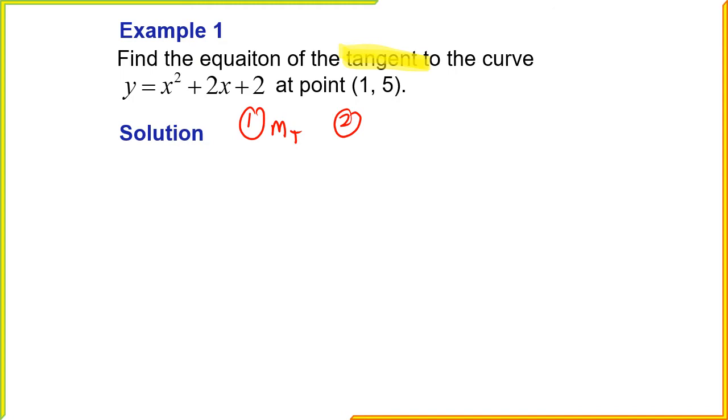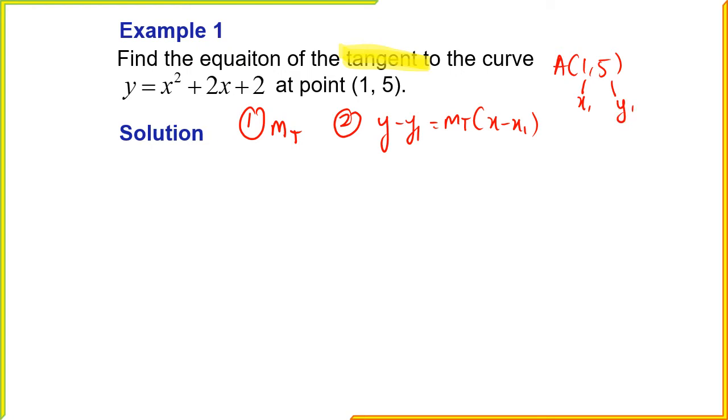So if we find the gradient, we can find the equation by using y minus y1 equal to mt multiplied by x minus x1. So to find the equation, we need to know what is our point A. So our point A here is equal to 1, 5, which means that our x1 equal to 1, our y1 equal to 5. Okay, so the first step is to find the gradient.